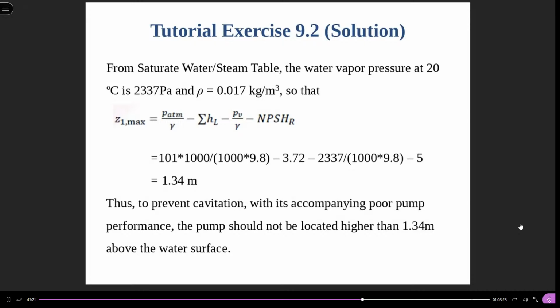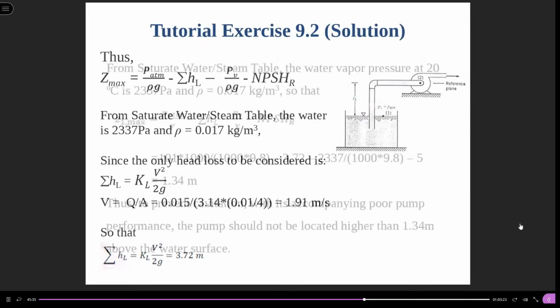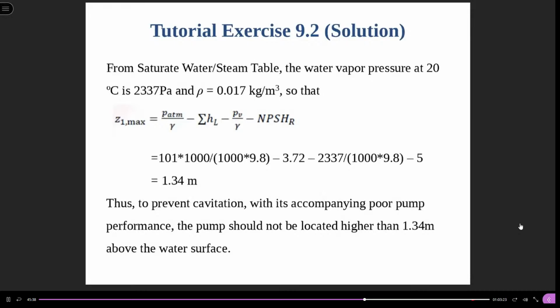So, from the above information, the maximum value for the head, this part, can be determined, and the value of it is equal to 1.34 meter. So to prevent cavitation with its accompanying poor pump performance, the pump should not be located higher than 1.34 meter above the water surface.